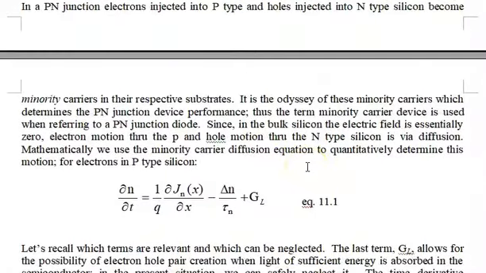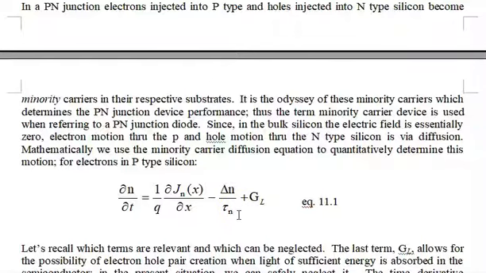So, the result of all of this is that instead of having the drift current equation, J equals NeV, or Ne mu times the field, we have the minority carrier diffusion equation, which I copied here as equation 11.1, which we have derived in a previous session.